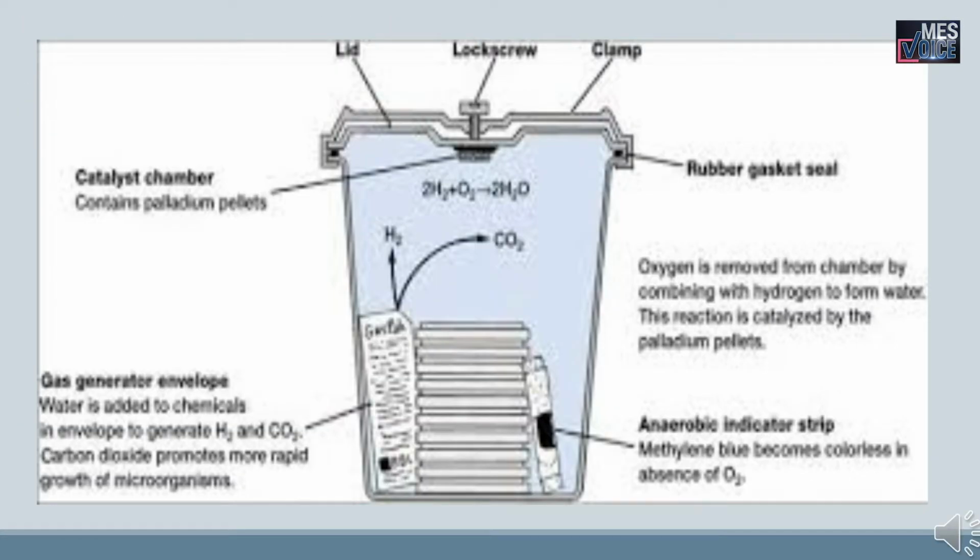So this is the figure of the anaerobic jar which consists of the gas pack system. So you can see the piled up Petri plates, and to one side of the Petri plates you can see the indicator strip, and on the other side is a gas envelope, the gas pack. So here the lid consists of the palladium catalyst.